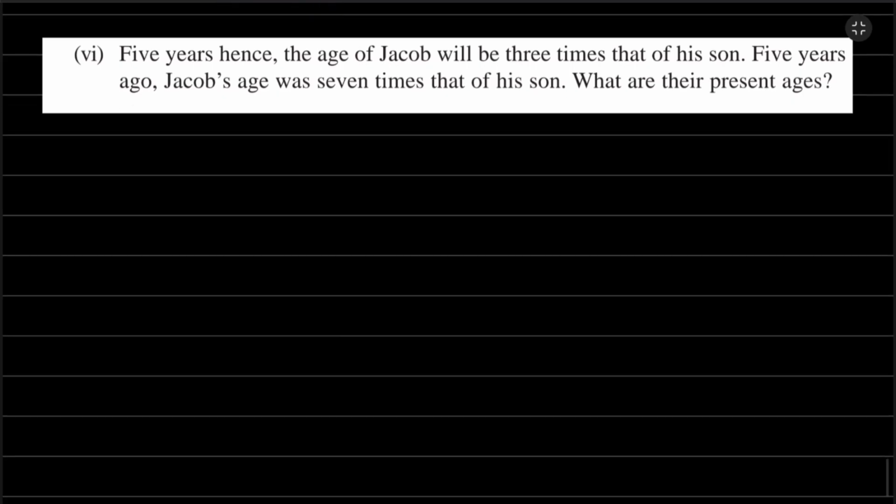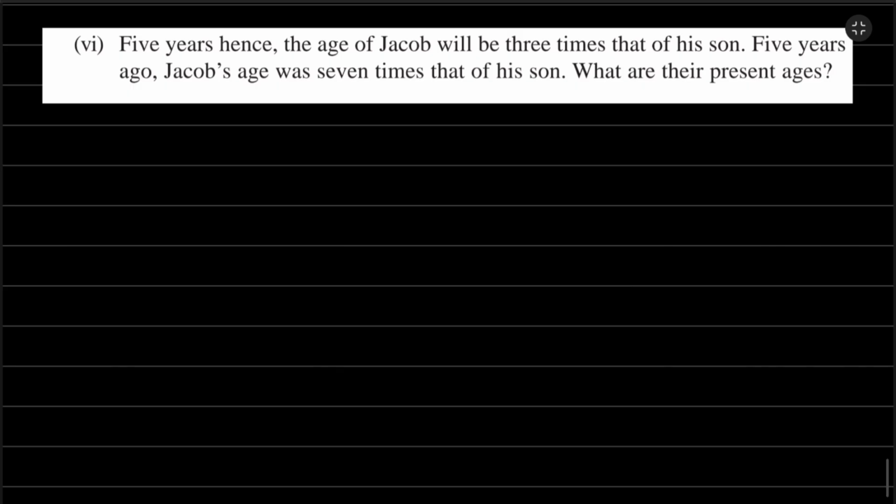This is the sixth question and the last question of the exercise. 5 years hence means after. Okay, 5 years hence, the age of Jacob will be 3 times that of his son. So here you have two characters. First one is Jacob and the next character is the son. Okay, this is your present age, this is your future, and this is your past.